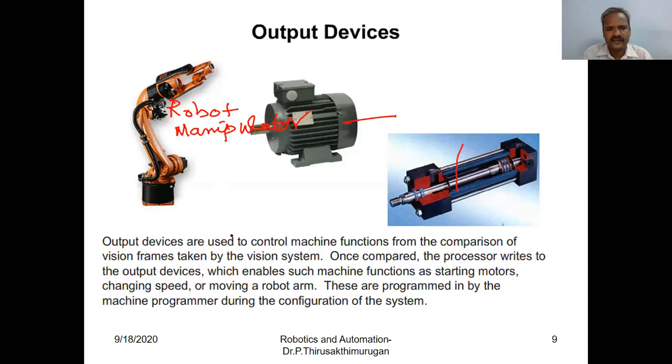The output devices are used to control machine functions from the comparison of vision frames taken by the system. Once compared, the processor writes to the output devices to take action, which enables machine functions such as starting motors, changing speed, moving a robot arm. These are programmed in the machine programmer during the configuration of the system. So this is the recap about machine vision.